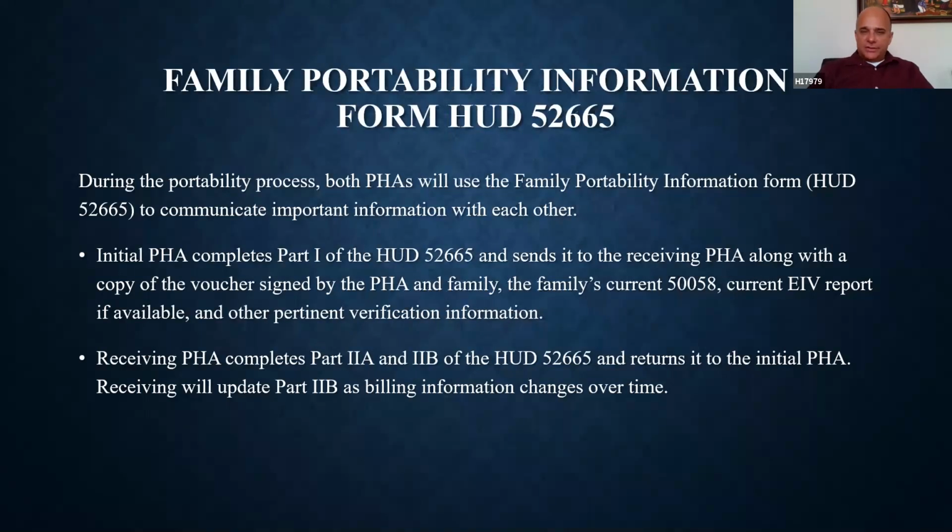So I want to talk about the Family Portability Information Form. This is the HUD 52665. During the portability process, both PHAs, the initial and receiving PHAs, will be using this form to communicate back and forth with each other. The initial PHA will complete part 1 of the form and send it to the receiving PHA, along with a number of other documents. That would include a copy of the voucher that is signed by both the PHA and the family, and a copy of the family's 50058.